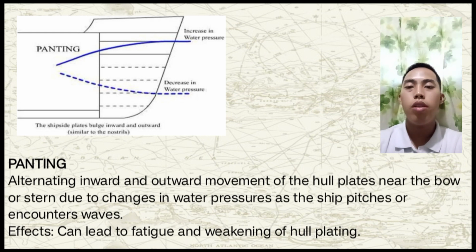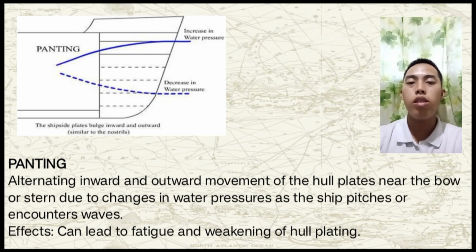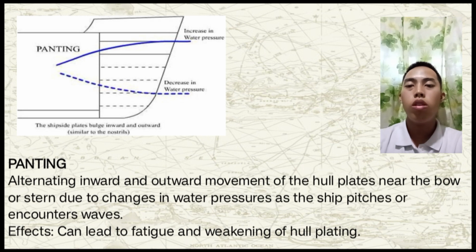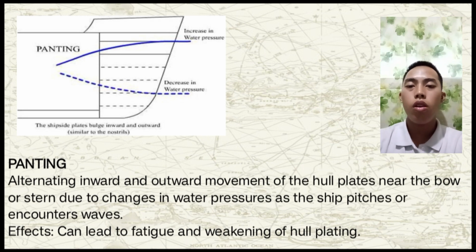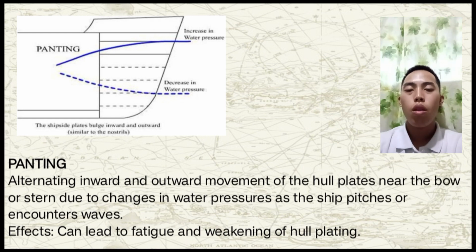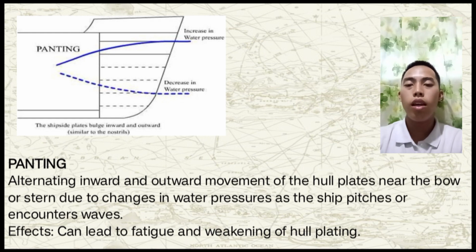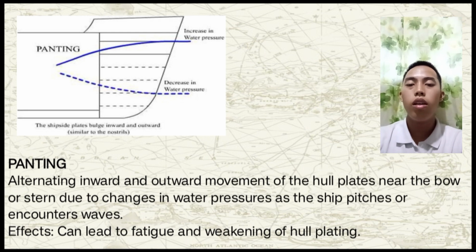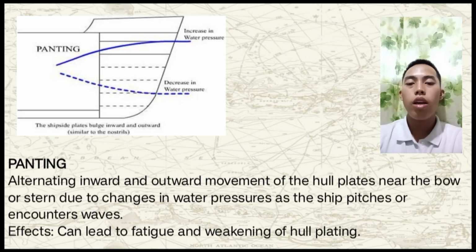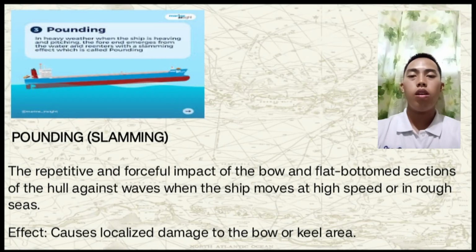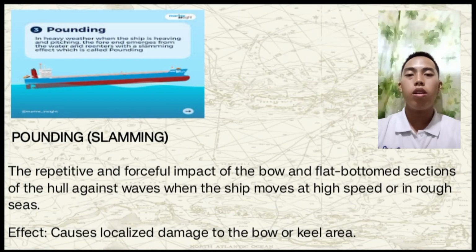So the pressure changes cause the plates to bulge inward and outward, similar to the way nostrils flare. Over time, this repeated flexing can lead to fatigue and weakening of the hull plating, potentially causing structural issues. So next, the sixth one, is pounding or slamming.